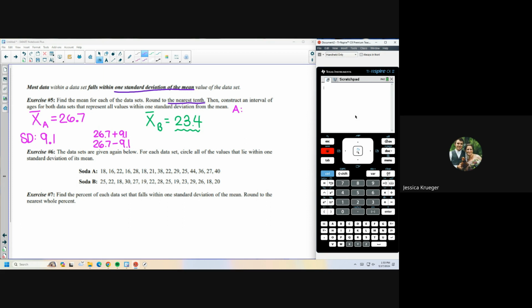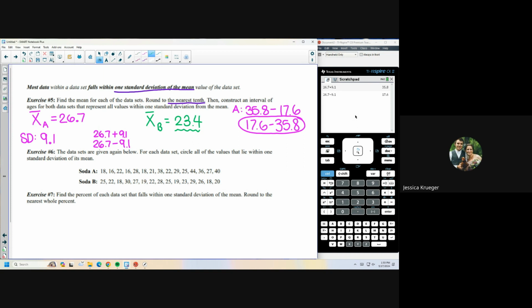So I'm going to take 26.7 plus 9.1. And that gives me my highest age, so 35.8. And then one standard deviation below, so 26.7 minus 9.1 would be 17.6. And I guess we're probably used to seeing it written this way, 17.6 to 35.8. So generally speaking, people between the ages of 17.6 to 35.8 enjoy soda A.